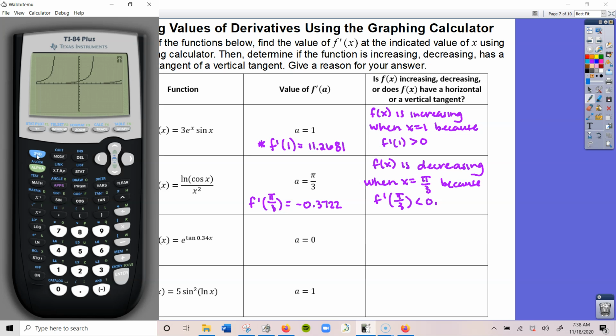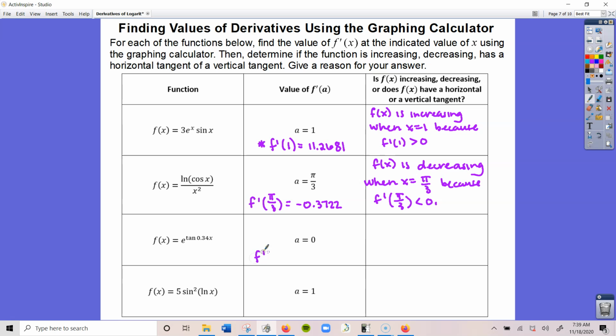Now let's find the derivative. So second calc, selecting option 6, and we're looking for the derivative when x is 0. So I'm going to press 0, enter, and I get 0.3400. So f prime of 0 is equal to 0.3400. Because my derivative is positive, this means that f of x is increasing when x is equal to 0, because f prime of 0 is greater than 0.